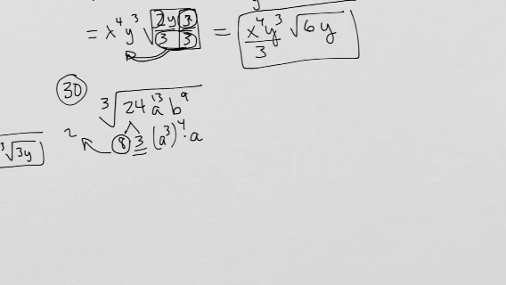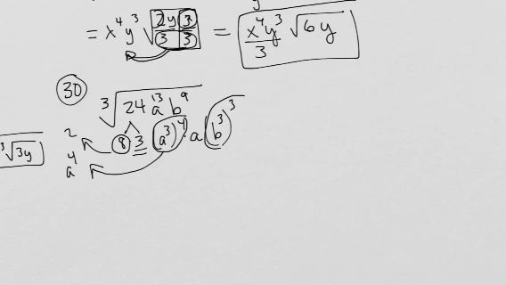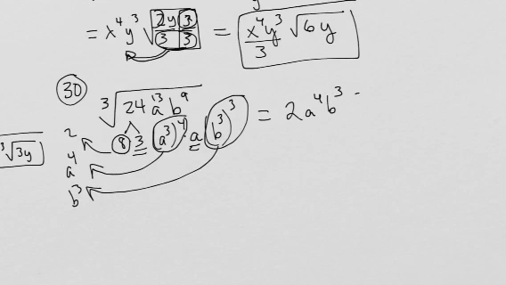And then for b to the 9th, I could write this as b to the 3rd to the 3rd power, because 3 times 3 is 9. So the a's come out as a to the 4th, and the b's come out as b to the 3rd. Okay, so I have a 3 left inside the radical and an a. So my final answer will be 2 a to the 4th b cubed times the cube root of 3a. And that's the final answer.